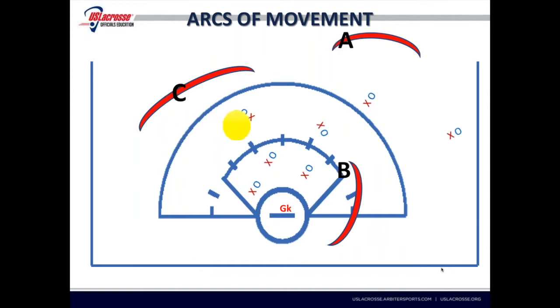Each official's responsibilities may change when the ball moves within the CSA. For example, the free space to goal call will move from C's responsibility to A's responsibility as the ball moves across the CSA.